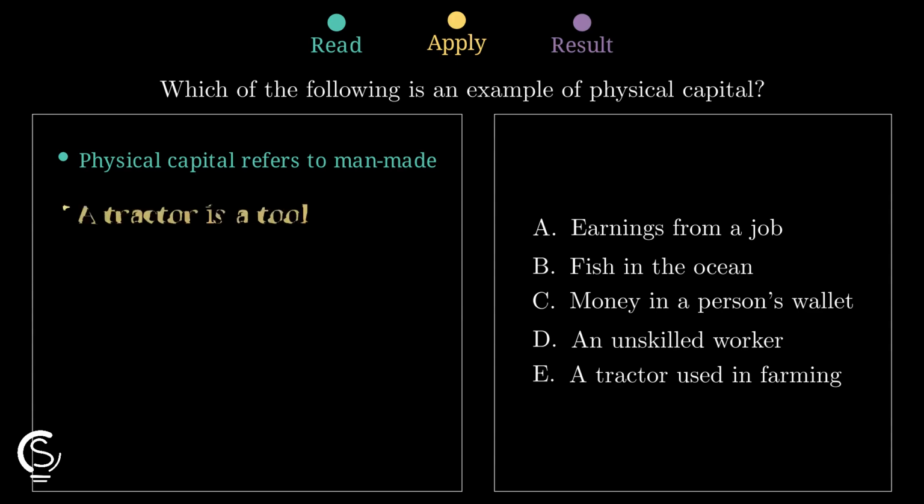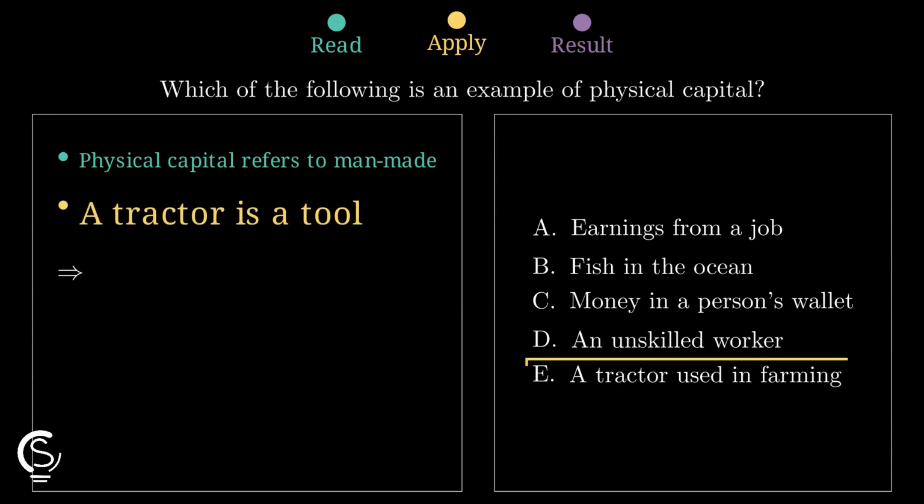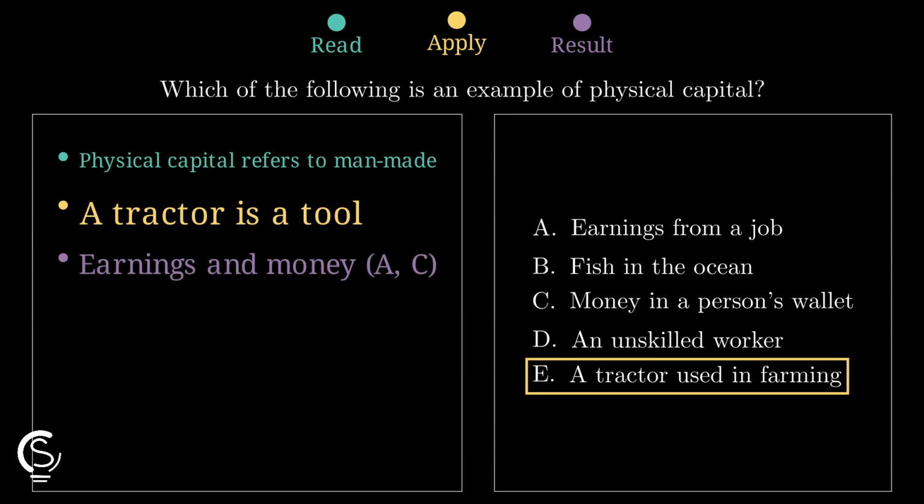Meanwhile, earnings and money are financial resources, fish are natural resources, and an unskilled worker is labor, so none of those count here.